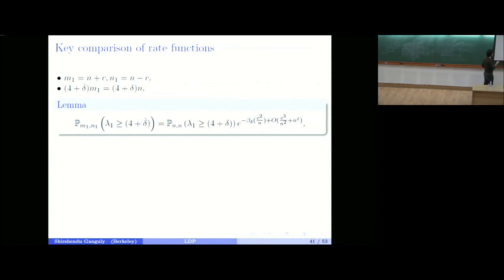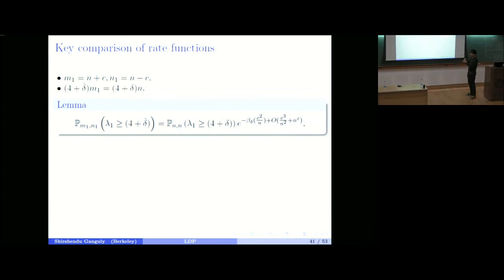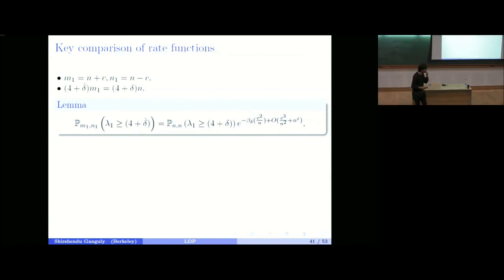So look at a Bichat matrix of size m1, n1, where m1 and n1 are perturbations of n. This lemma tells us how the rate function for this non-square matrix compares with the square matrix. It turns out that the comparison has some e to the power minus c squared over n term, where c is the deviation, so how non-square it is. And the exponential of this quadratic is really the reason why root n is the right fluctuation. This is what gives you the upper bound. So the lower bound uses monotonicity. For the upper bound, you need more quantitative estimates, and this is it.